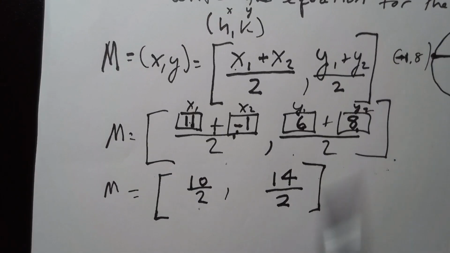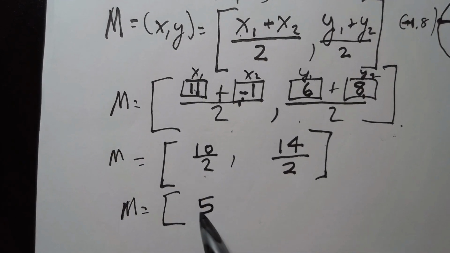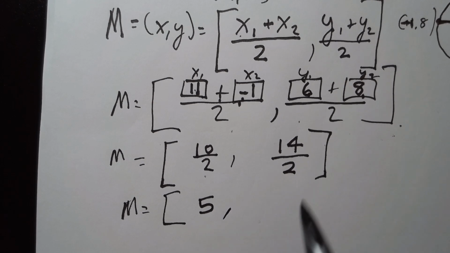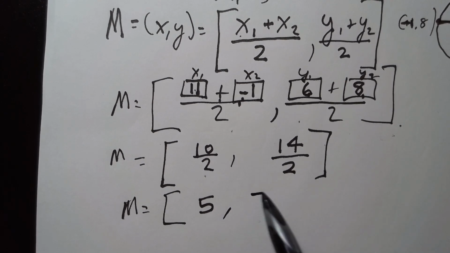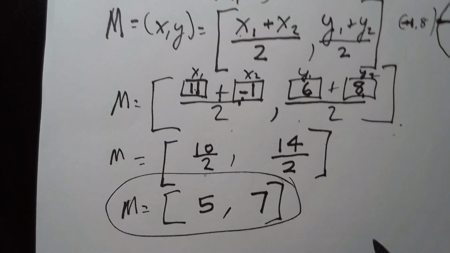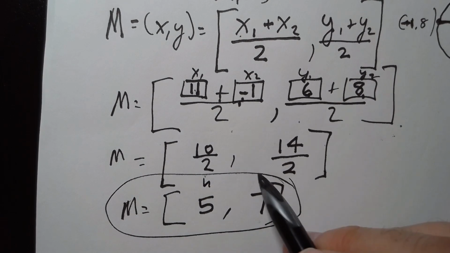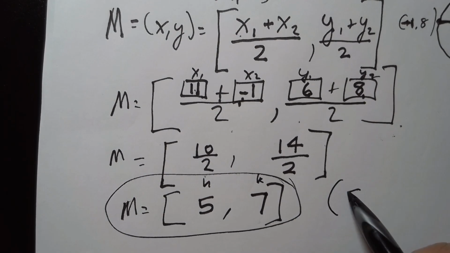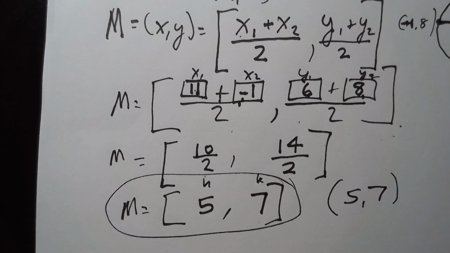Now let's do the division, because these fractions are just division, so this is our midpoint. 10 divided by 2 is 5, and 14 divided by 2 is 7. This is the center of our circle. This is going to be our h, and this is going to be our k. So the center of our circle is (5, 7).